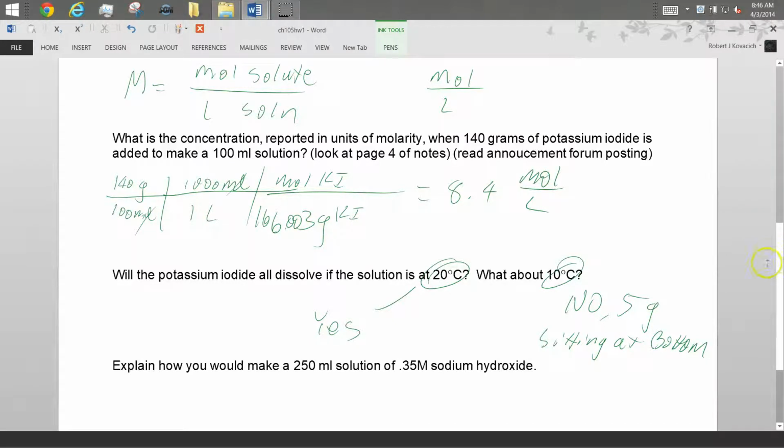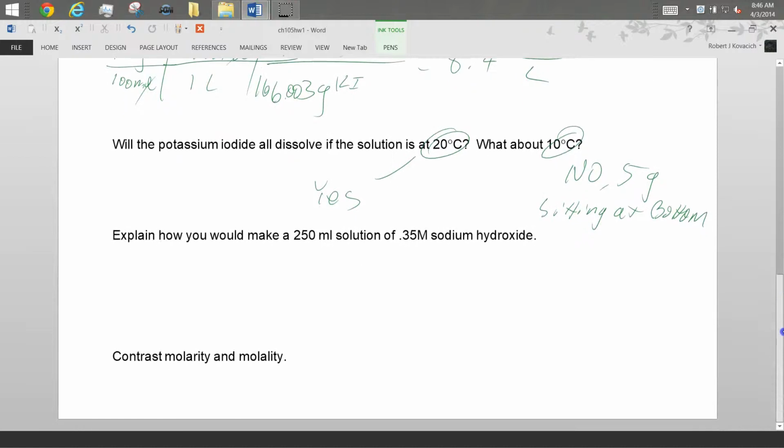Explain how you make a 250 milliliter, 3.5 molar sodium hydroxide solution. Okay, so we have moles per liter. We need to know how many grams of sodium hydroxide to put in there, and we need a 250 milliliter vol flask. So I'll start off with 3.5 moles per liter, and I've got 0.25 liters. That's 250 milliliters, so that cancels out. And it's sodium hydroxide.